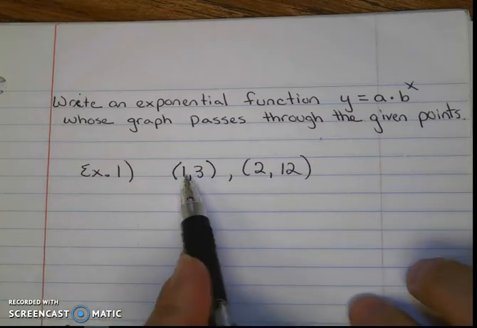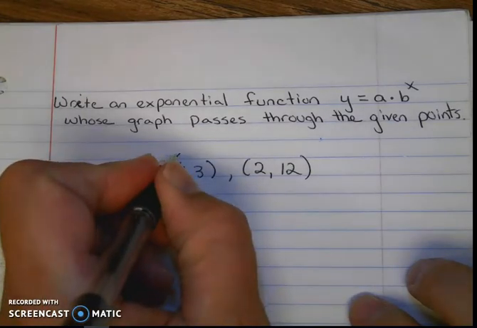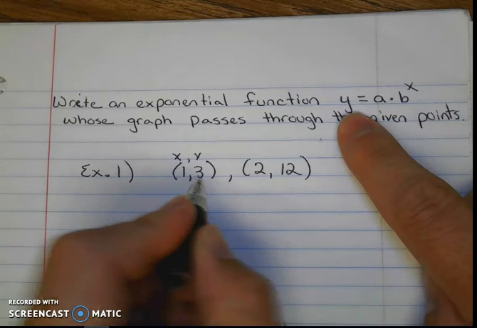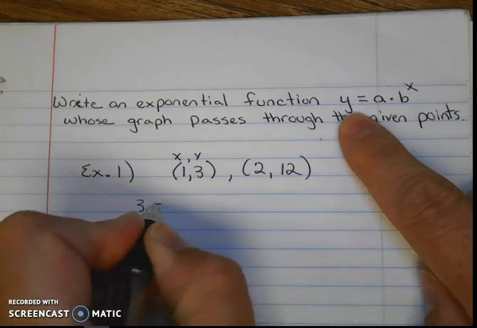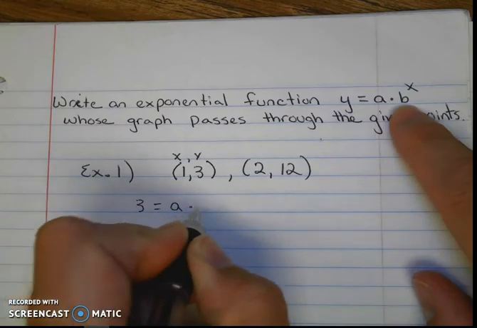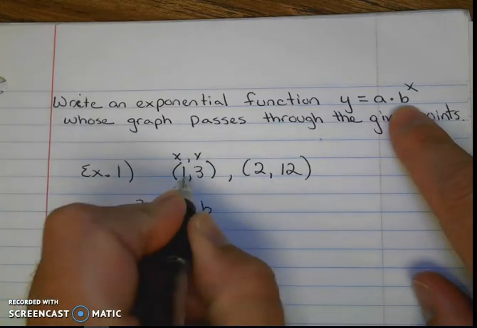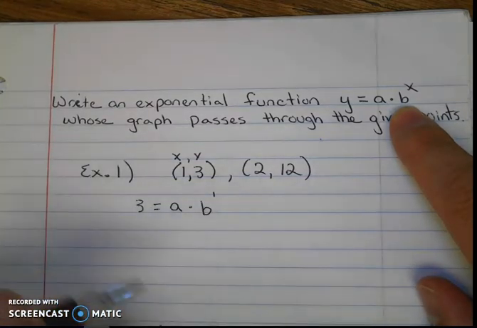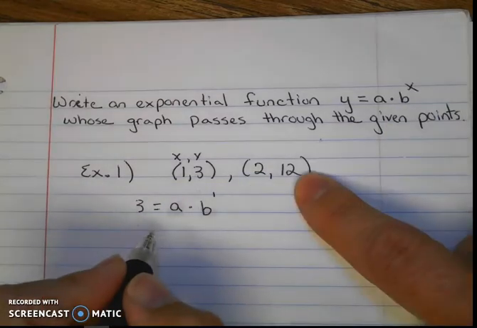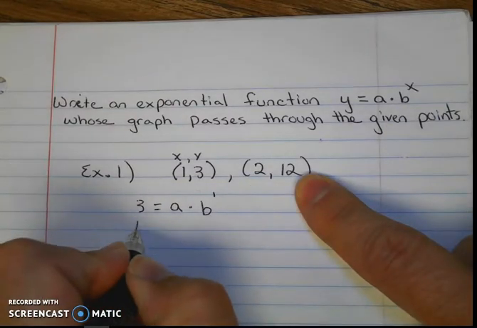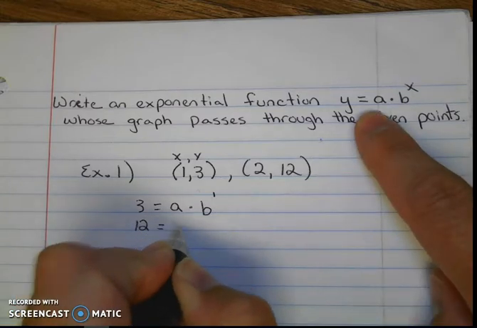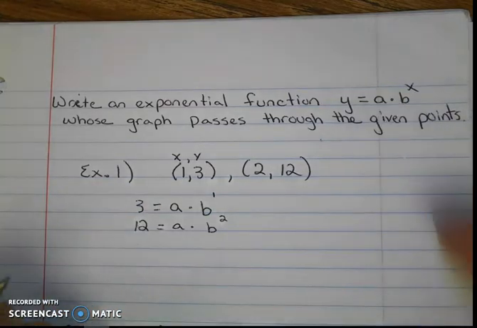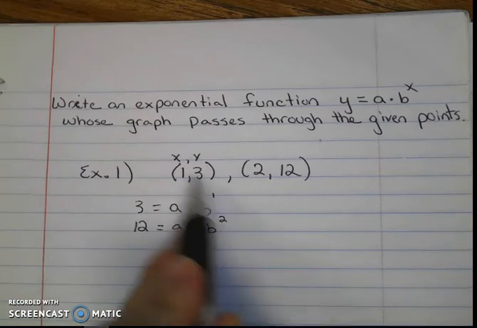So let's start with 1, 3. So remember that the first coordinate is x, the second coordinate is y. So plugging these in, we get 3 equals a times b to the x, in this case to the first power. Okay? And then in the other one, plugging in the 12, equals a times b squared. This is called a system of equations.